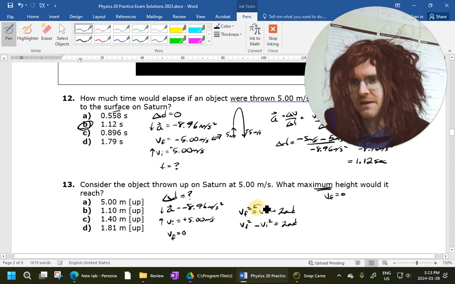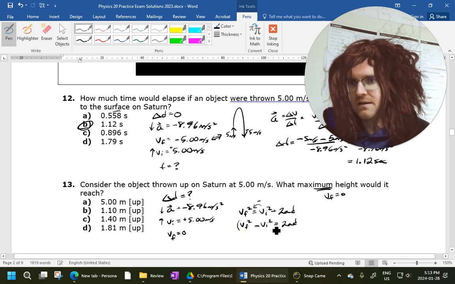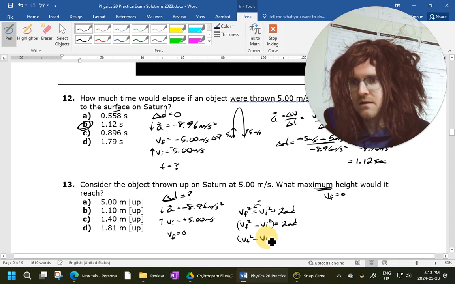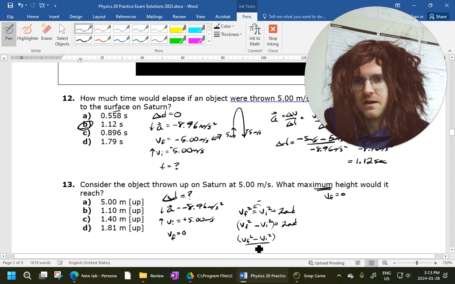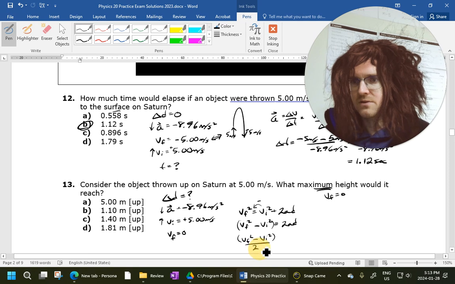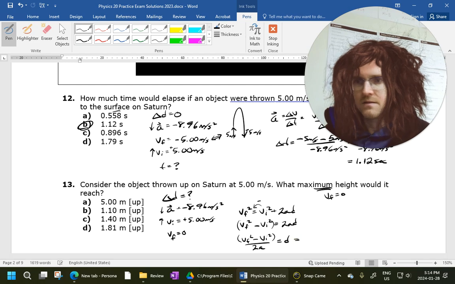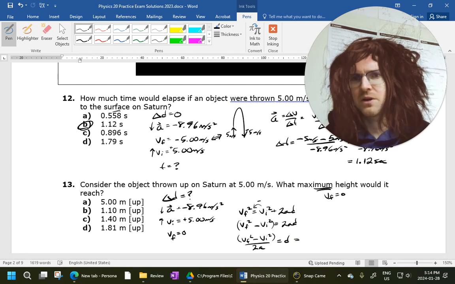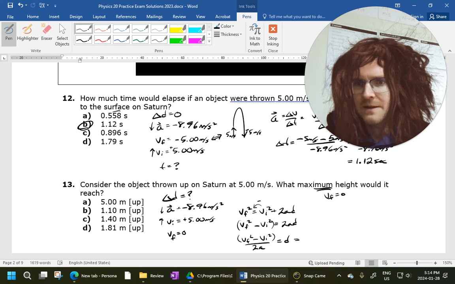So I'm going to take the VI, I'm going to move that over. I'm just going to move that over. I'm going to divide that by, what is that for? D, so 2A. There you go. You notice I'm not really putting all the numbers in. These are just multiple choice questions anyway.